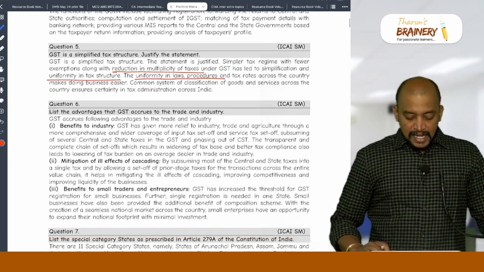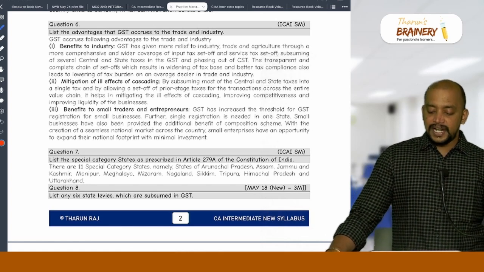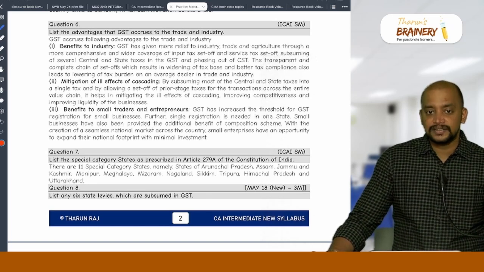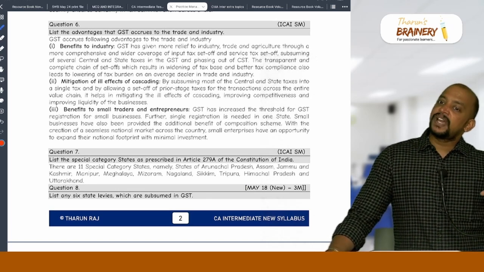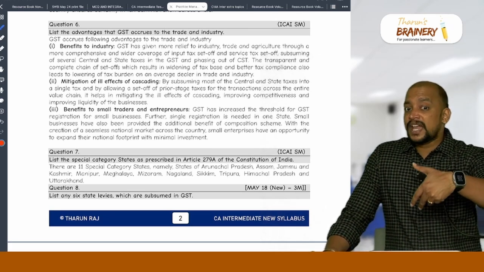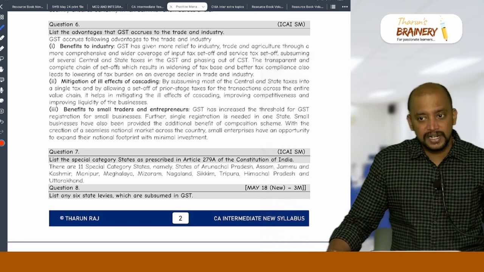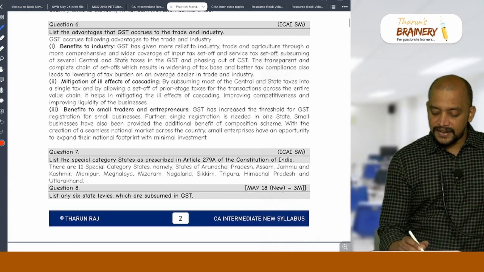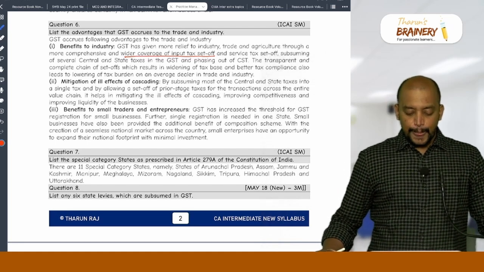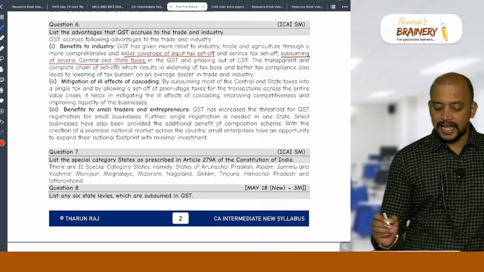Then next, list the advantages that GST accrues to the trade and industry. What advantages that it will give? What is a major advantage that we have in GST? Input tax credit. What is it, input tax credit? Tax paid at the earlier stage can be taken as set off against the tax payable at a later stage, because of which there will be reduction in purchase cost, correct? So wider coverage of input tax credit. Then subsuming several central and state taxes.